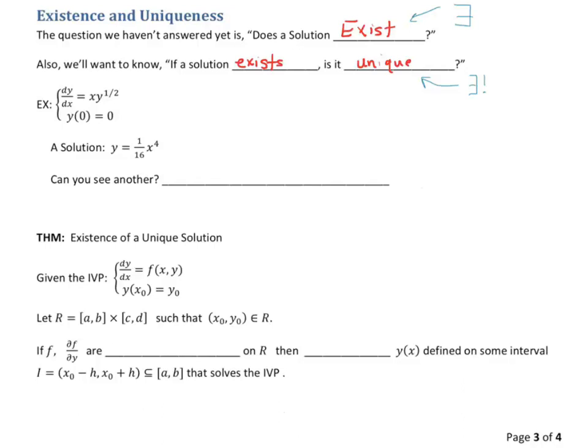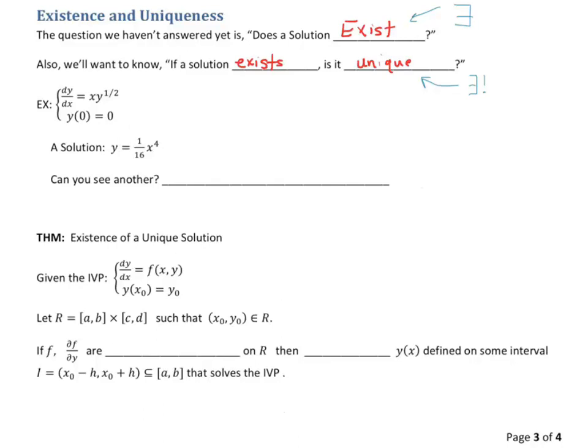Now, just by way of example, consider the following initial value problem. dy/dx is equal to x times y to the 1/2, and y of 0 equals 0. I claim this guy right here is a solution to the initial value problem. Why is it a solution? Well, one, if you took its derivative, you would see its derivative is the same thing as x times the square root of that function. Checks out, works just like you'd expect it to. So this is a solution to this differential equation up here, and it also satisfies the initial conditions, because if I plug in 0 here, I get y is equal to 0. Voila, that works. But the question is, can you see another solution?